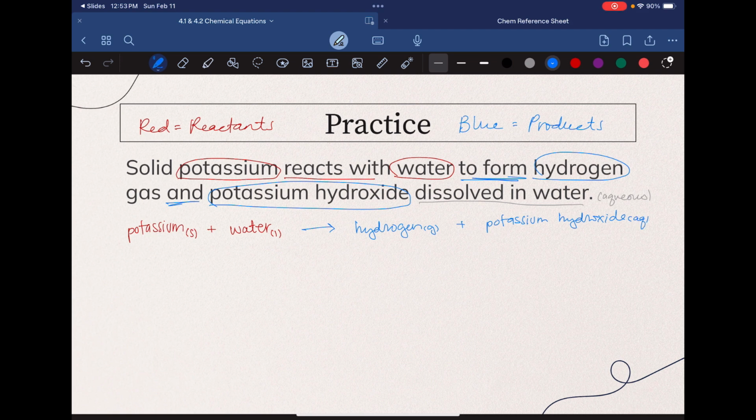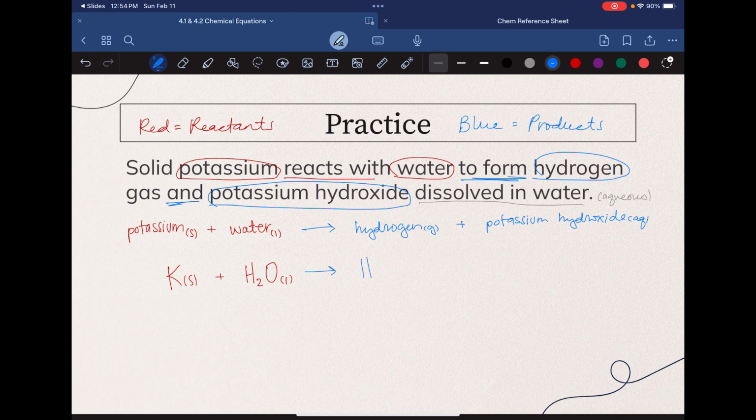I'm almost there. I just need to actually turn these into formulas now. So potassium, that's just K, plus water, which is H2O. And we know these. Hydrogen.